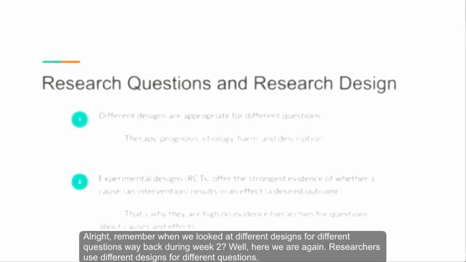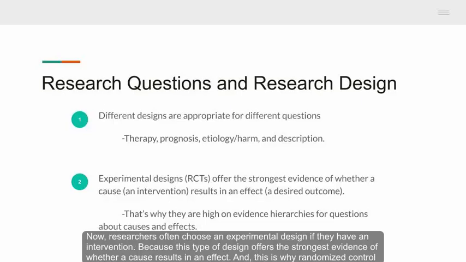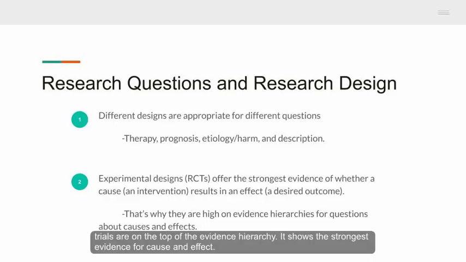All right, remember when we looked at different designs for different questions way back during week 2? Well, here we are again. Researchers use different designs for different questions. Now, researchers often choose an experimental design if they have an intervention, because this type of design offers the strongest evidence of whether a cause results in an effect. And this is why randomized controlled trials are on top of the evidence hierarchy. It shows the strongest evidence for cause and effect.